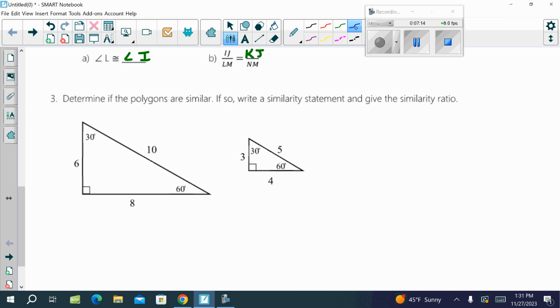So let's look. Does the 90 match the other 90? Does the 30 match the other 30? Does the 60 match the other 60? So do we have congruent corresponding angles? Okay, so step 1, check. What's the second thing we need to check?